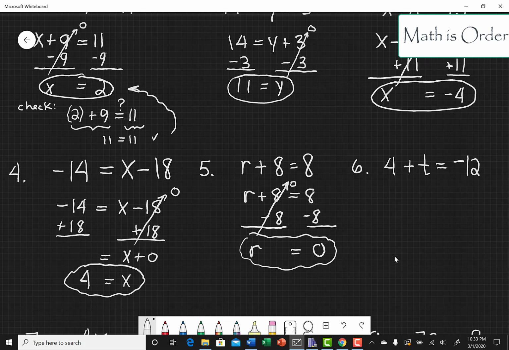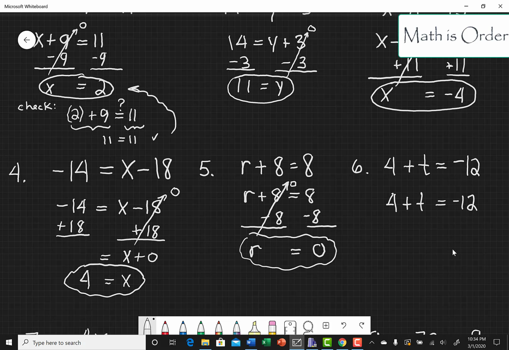Okay, moving on to number 6. This time we have to solve for t. So I'm going to rewrite the equation. 4 plus t equal negative 12. Now, my goal is to get t by itself. How can I do it? I have to get rid of everything next to t on that same side of the equal sign. So I've got to get rid of that 4.